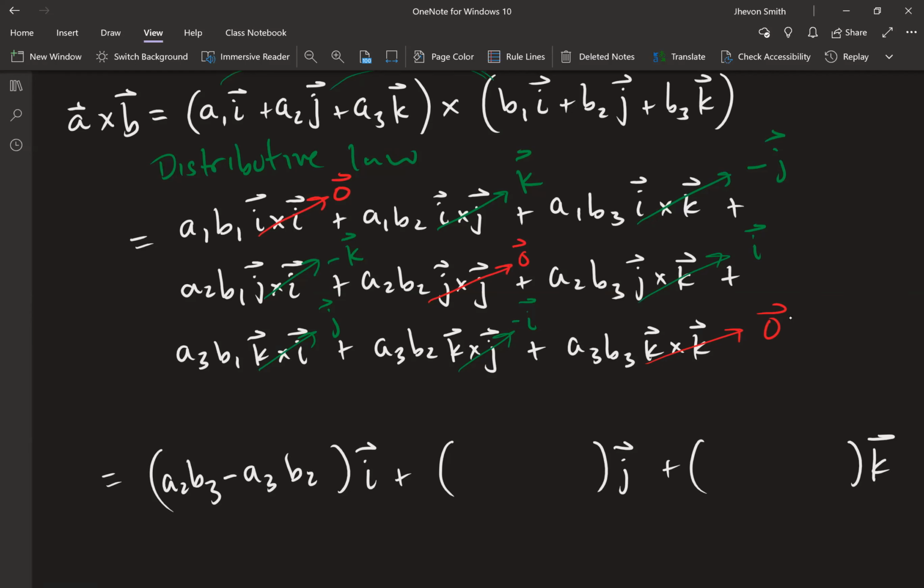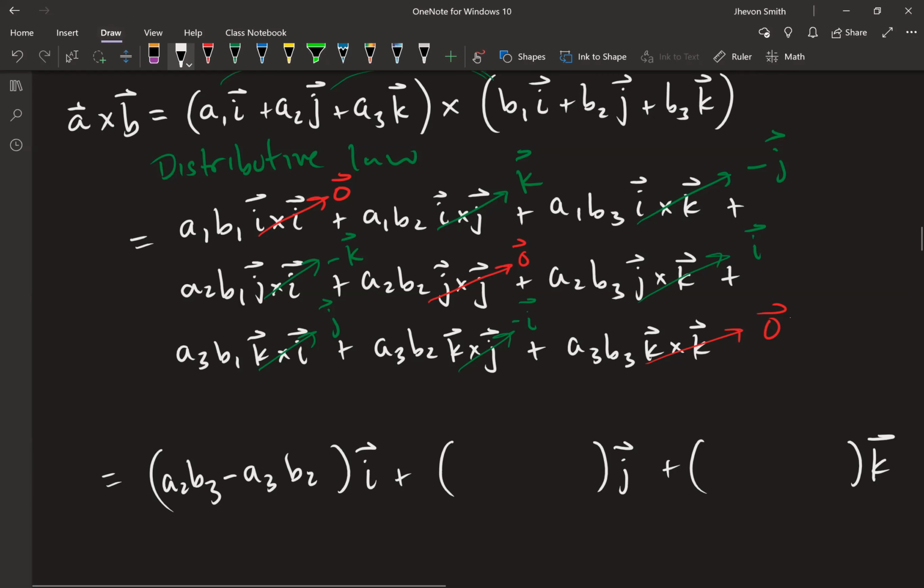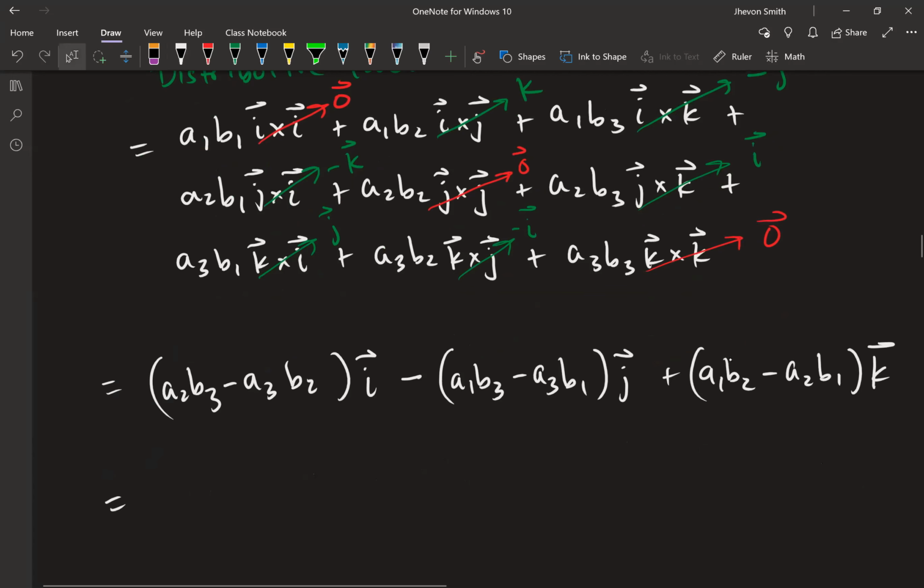For the J's, I have a negative A1B3. And in fact, just to make it coincide with a formula, a mnemonic that I'm going to give you later, let's factor out a negative here. So I'd have A1B3 and the other J's here, A3B1, minus A3B1. For the K's, I have A1B2 minus the other K, negative K, A2B1. And there you have it. This guy is the cross product.